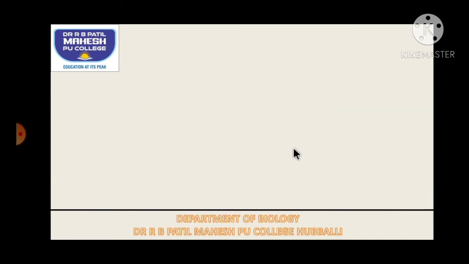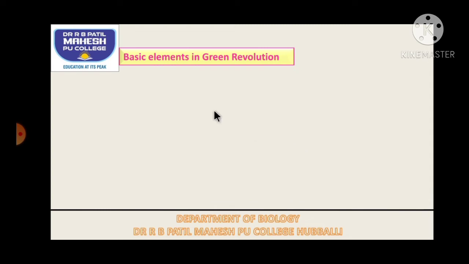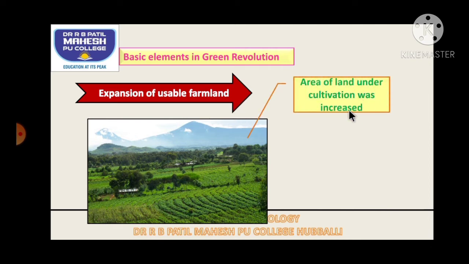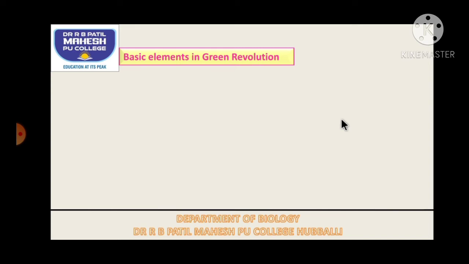The credit of this Green Revolution directly goes to a person called Norman E. Borlaug. Prior to that, let us try to understand what the basic elements in the Green Revolution are. How were we able to achieve this Green Revolution? The first element is expansion of usable farmland. Whichever farmland was considered barren, with only grass growth, we converted into agricultural farmland. So the area of land under cultivation was increased. That was the first element.